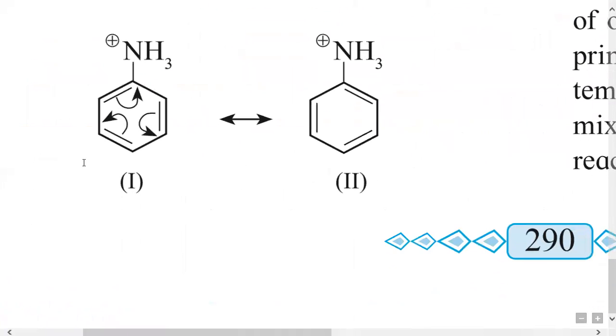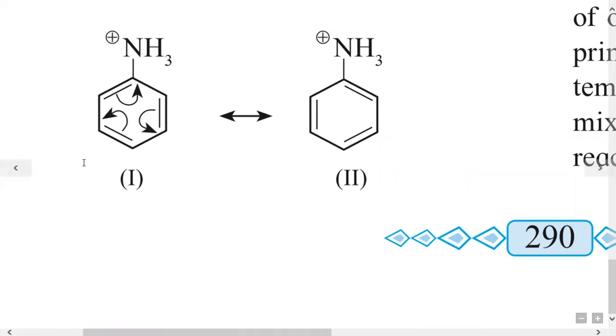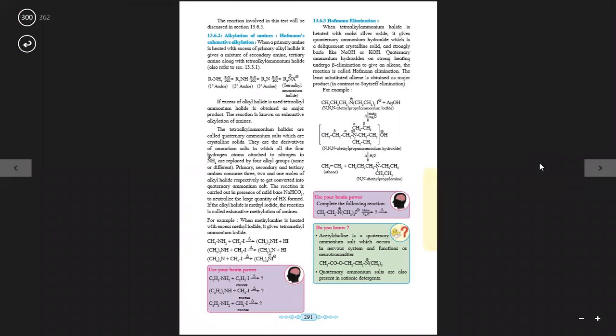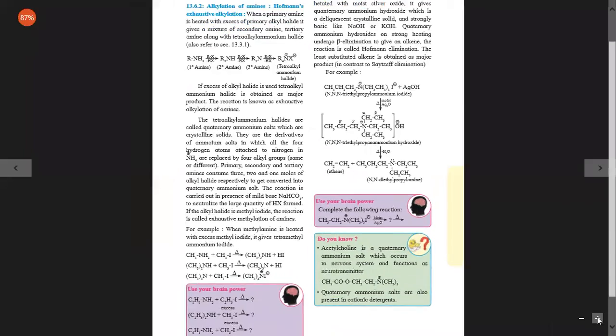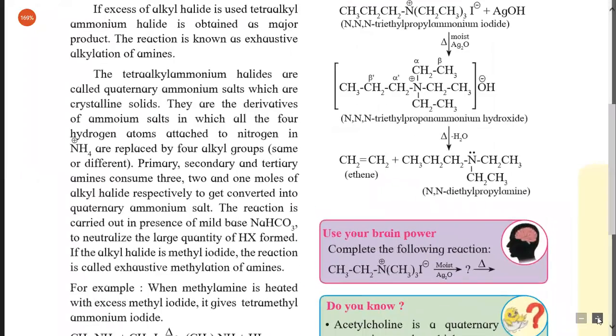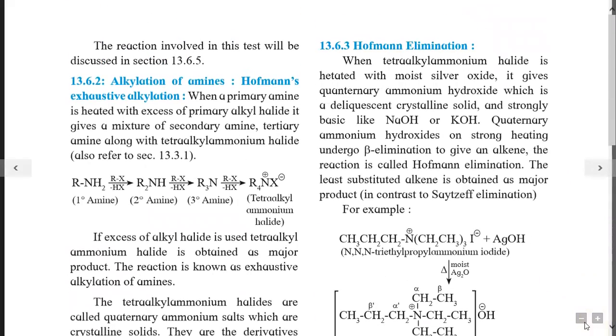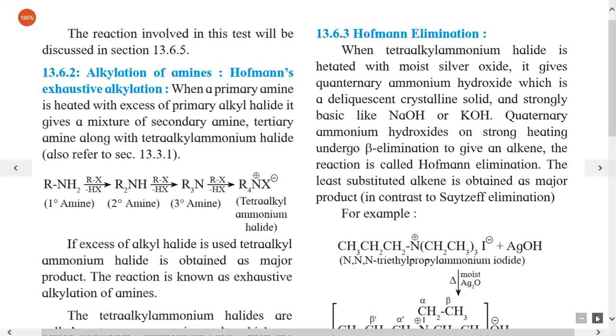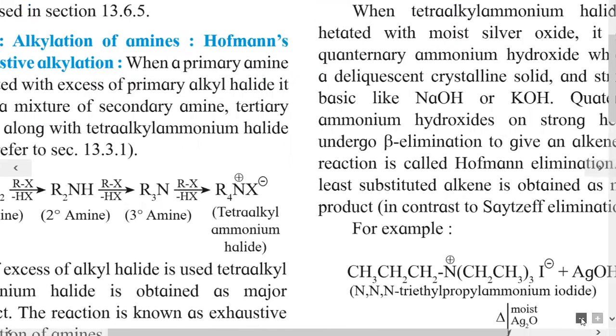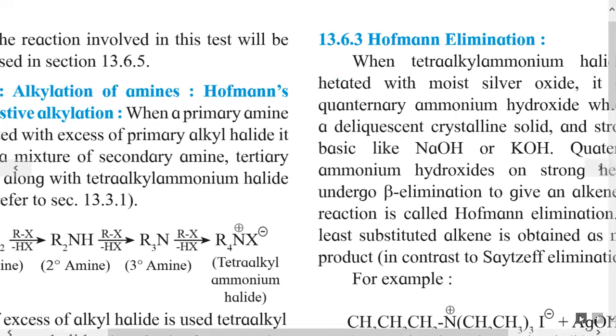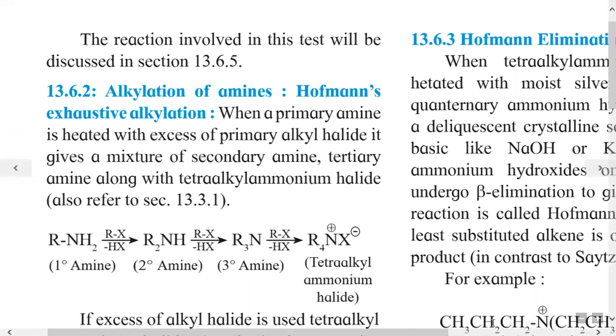Now the next reaction is called alkylation of amines. Second reaction of amine is the alkylation of amines. This is also called Hofmann's exhaustive alkylation reaction.